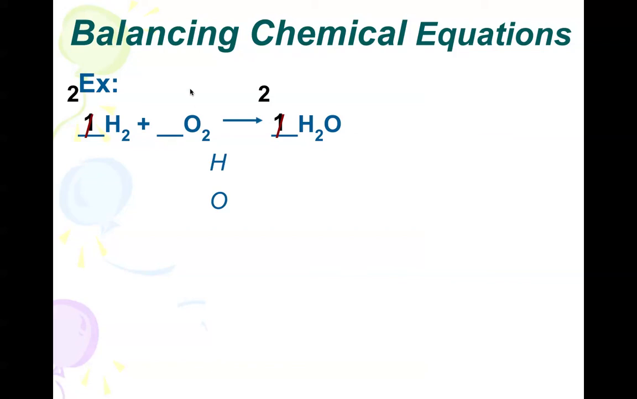Now, watch what happens. H stays balanced, but look at this. 2 O's on the right. We can fix this with just 1 O on the left. Now if we check our work, this equation should be balanced. All right, let's check our work. 2 times 2, 4 H's on the left. 2 times 2, 4 H's on the right. 2 times 1, 2 O's on the left, and lo and behold, 2 times 1, 2 O's on the right.